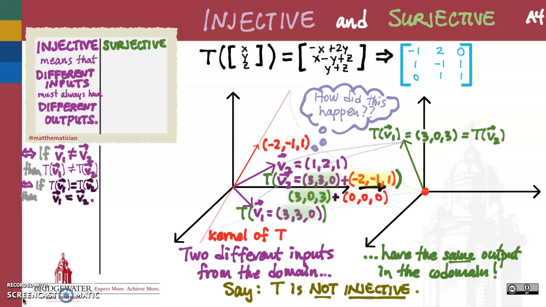So in other words, this failure for this linear transformation to be injective was only possible because the difference between these two different vectors was an element of the kernel. And so if we were to look at all of the vectors that have the same image of 303, they would all lie along this subspace through v1 and v2, which is parallel to the kernel of T.